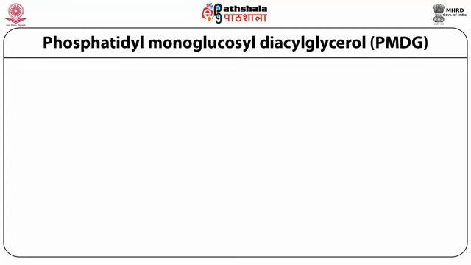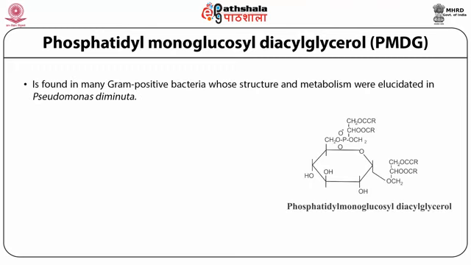Phosphatidyl monoglucosyl diacylglycerol, which is abbreviately known as PMDG, is also a subtype of glycolipid, which is a part of the complex lipid present in many gram-positive bacteria.